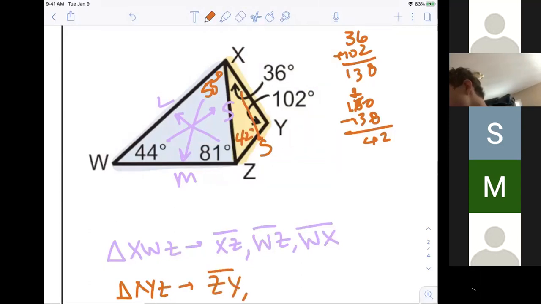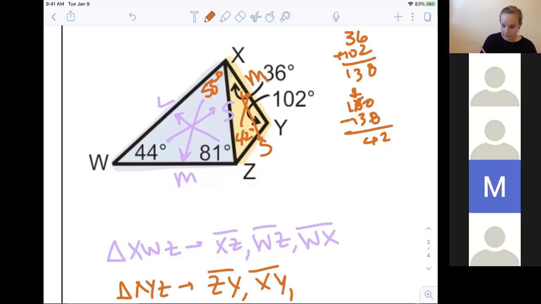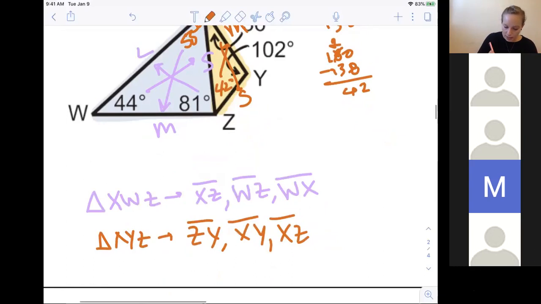What about the medium side? XY. Heard a lot there, but I heard XY, so I'm going to go with that. And then what about the longest side? Can be anybody. XZ. XZ, very good, Maggie. Good, so now I have them labeled. I've got smallest, medium, largest, smallest, medium, largest.